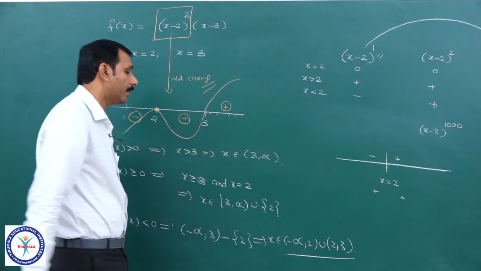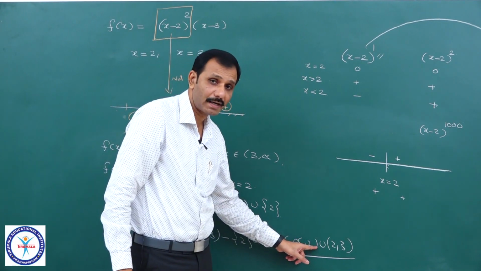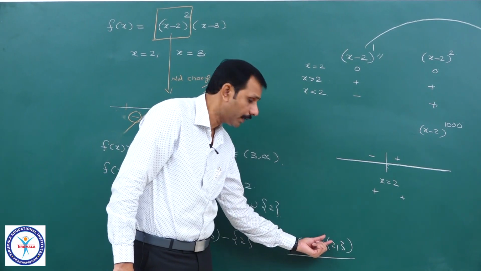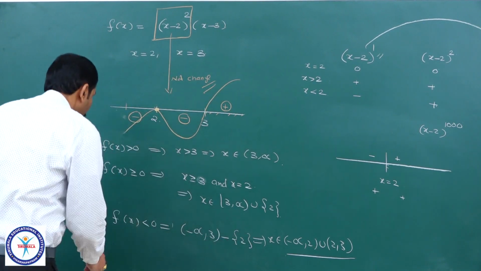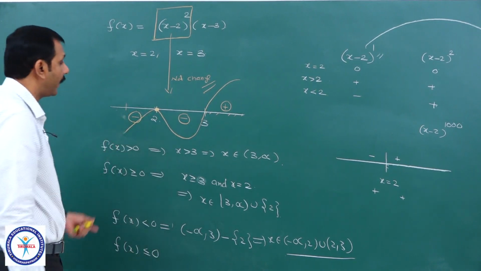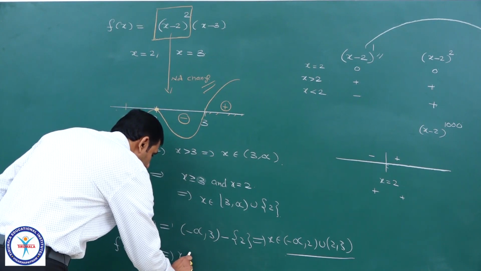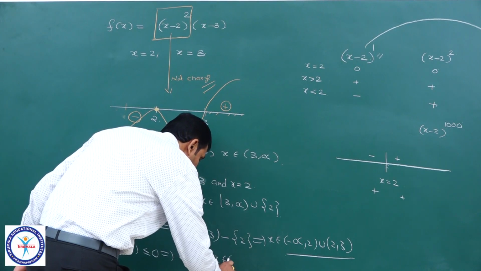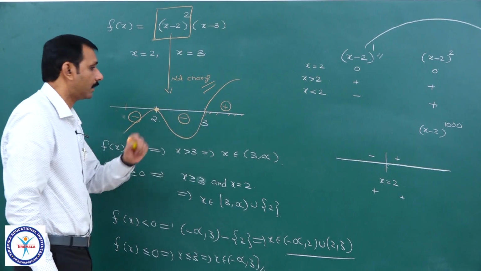This also is correct only. What is the meaning here? Minus infinity to open 2, 2 is not there. Union 2 to 3, excluding 2. This can also be written in this way. And one more, if I want f of x less than or equal to 0, either 0 or negative, that implies I can write x less than or equal to 3, that implies x belongs to minus infinity comma closed 3, I can write.